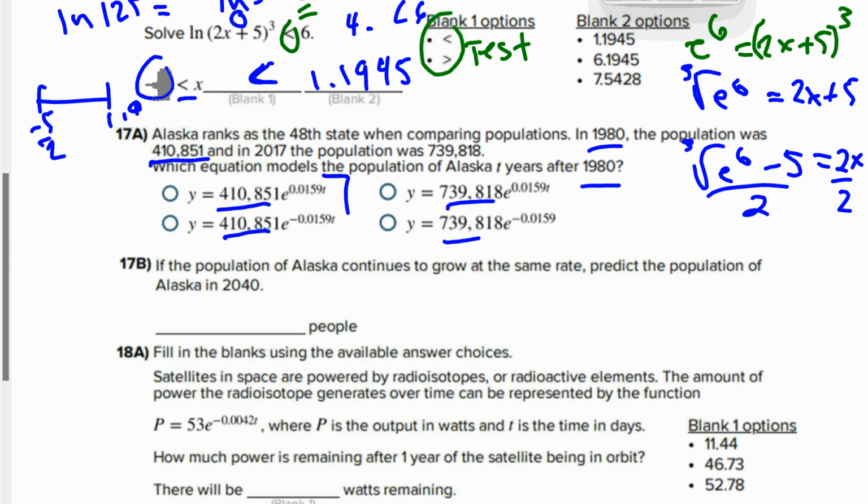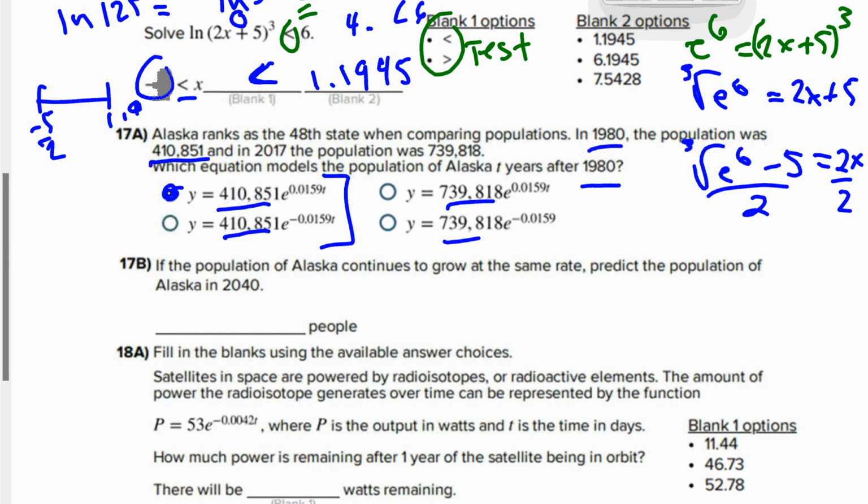So that's either these first two, right? And then I want to find my K. This one is negative, this one's positive, and I know that it's growing, right? So it'd be a positive K. So I know it's automatically that one. But if I didn't, I could plug that in, right? So I would plug in how many years after 1980 is 2017. That would be, what, 37? So I can plug in T equals 37.